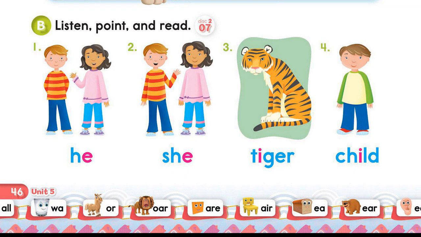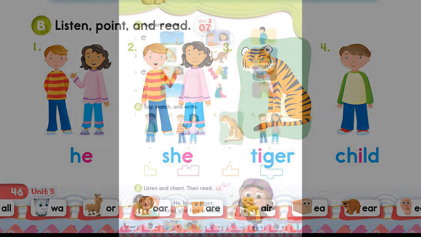1. E. He. 2. Sh, E. She. 3. T, I, ger. Tiger. 4. Ch, I, old. Child.